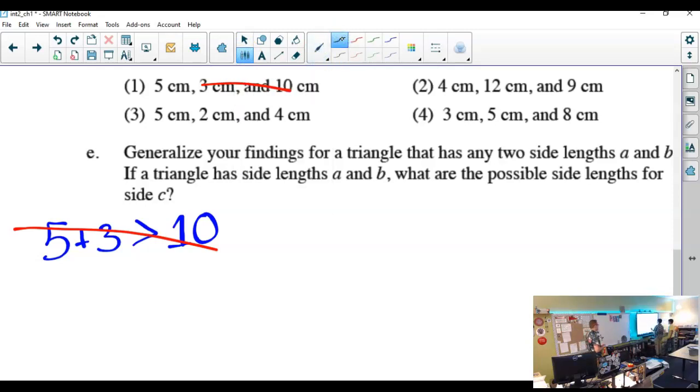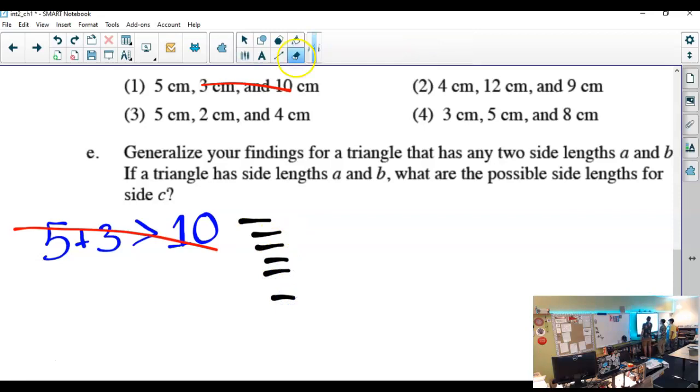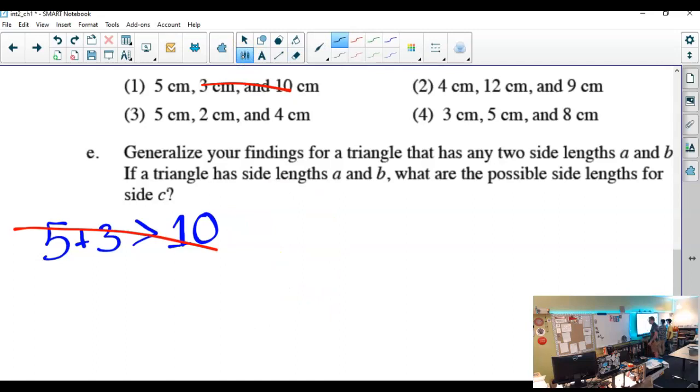So I will tell you, my smartboard's being a little glitchy. Every now and then it won't write. See how it gapped? So just don't worry about it. I don't know what's really going on. Just keep going when it glitches like that.